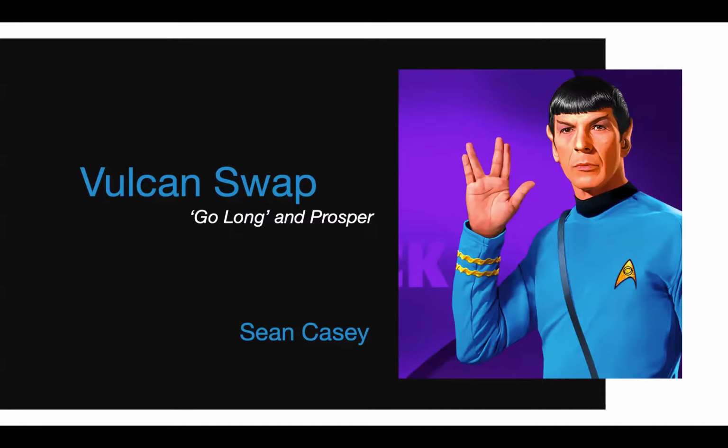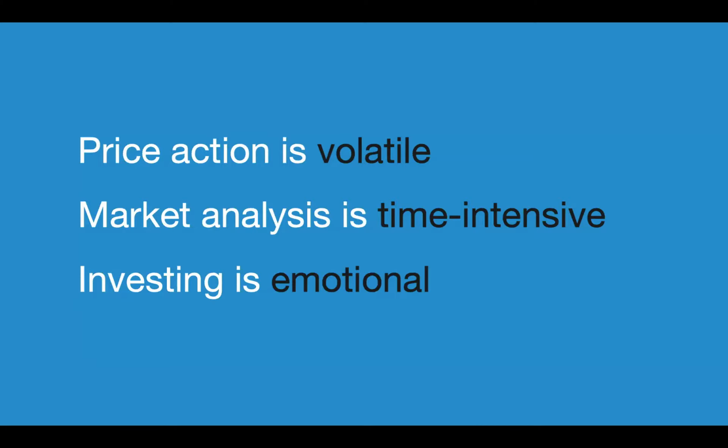So VulcanSwap is a decentralized dollar cost averaging DApp, and I'll explain a bit later why it's called VulcanSwap. It will become more apparent to everybody. So crypto markets are inherently volatile. Price action is crazy. Paying attention and market analysis is very time sensitive, and investing is highly emotional.